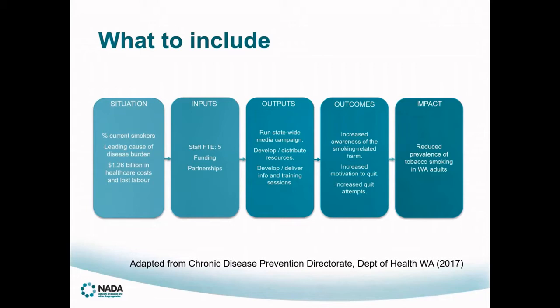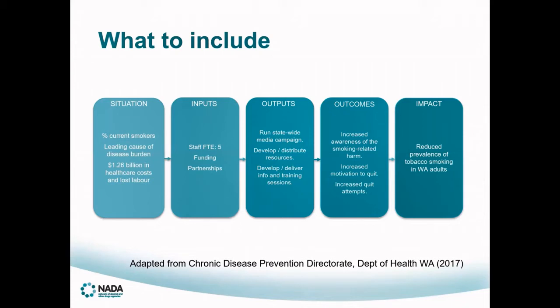And so the key components that I've included in this example are the situation, which illustrates the environment in which the problem or issue exists, and in which situation in WA is that there's a high prevalence of smokers. Smoking is a leading cause of disease burden, and it's costing the WA economy a substantial figure in healthcare costs and lost labour. The following component is the inputs. So the inputs are the resources that are invested in the program that allow us to achieve the desired outputs. So here, the inputs are listed as the staffing, the funding, and the partnerships.